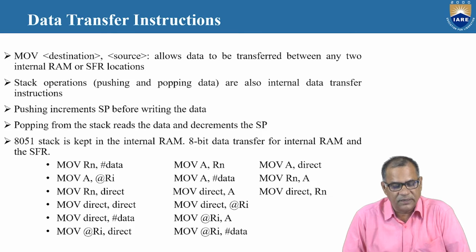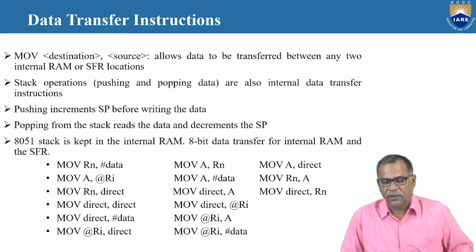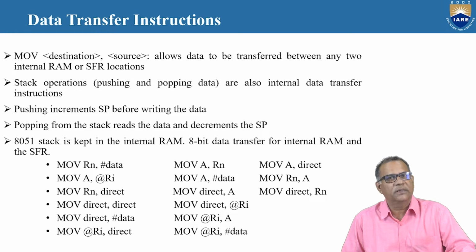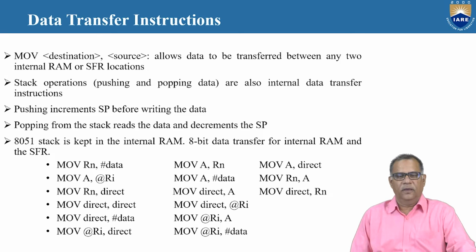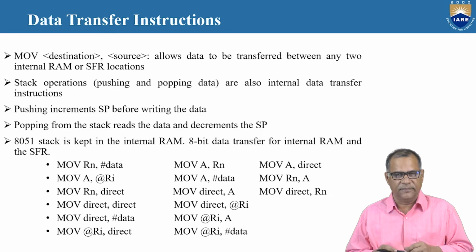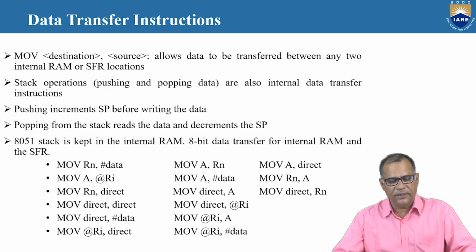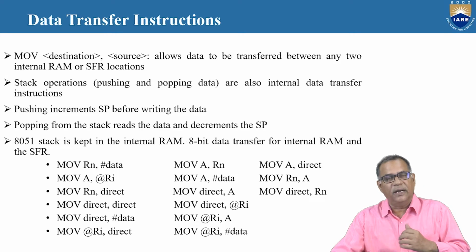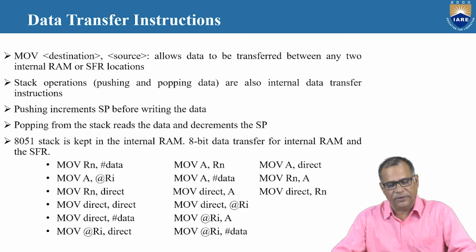In data transfer instructions, we have MOV, destination, and source. It allows data to be transferred between any two internal RAM or SFR locations. SFR is special function register. And stack operations, pushing and popping the data, are also internal data transfer instructions. For stack purposes, the internal RAM, the general purpose RAM, which is 80 bytes, is used for stack operations. Pushing increments the stack pointer before writing the data, whereas popping from the stack reads the data and then decrements the stack pointer.